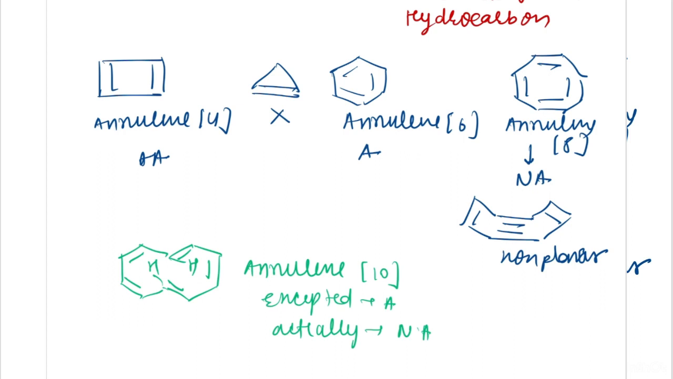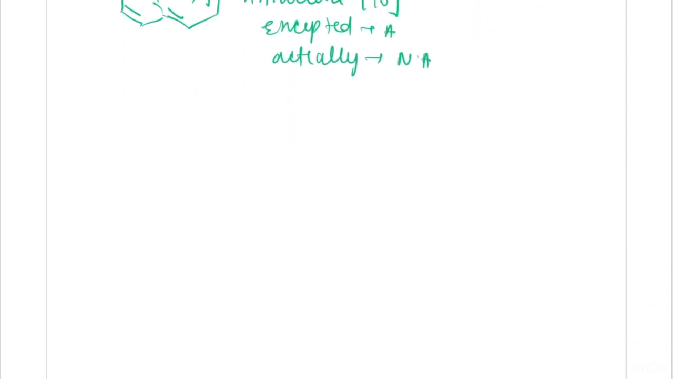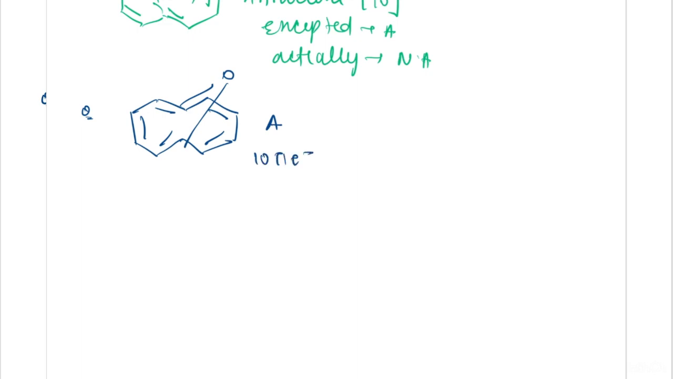So we have some other compounds, like with oxygen. This is aromatic. It has 10 pi electrons. So there is no repulsion because it becomes planar now. Because oxygen has taken all the hydrogen repulsion to itself, so it becomes planar.